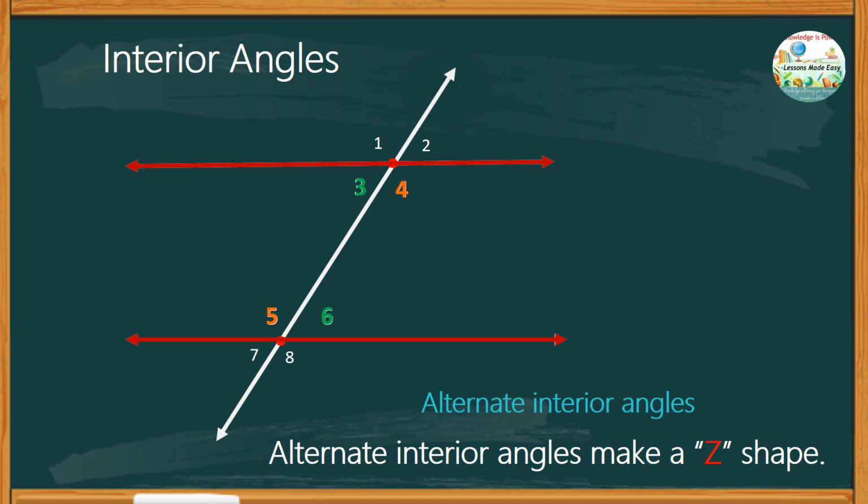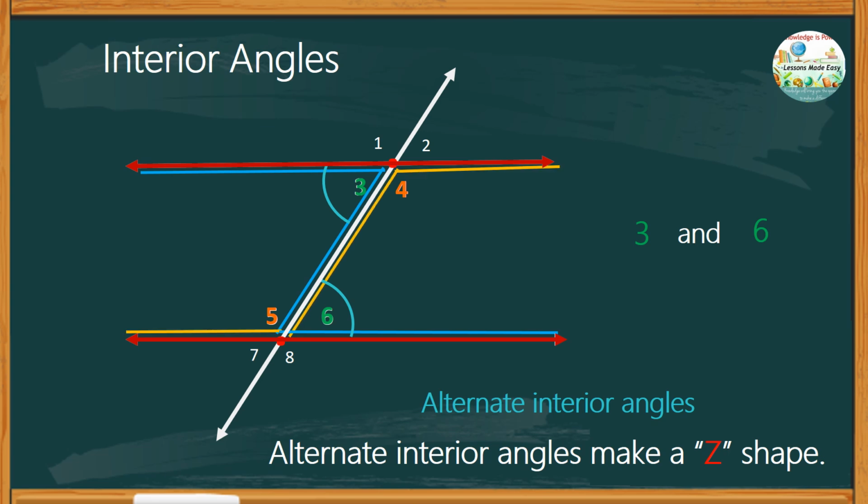Can you find the Z shape? Here is the first one. These two angles are a pair of alternate interior angles, 3 and 6. Here is another Z shape. These two angles, 4 and 5, are another pair. If you notice, the pair of angles are found on opposite sides of the transversal. That's why it's called alternate. So just like the corresponding angles, the pair of alternate interior angles are also equal.